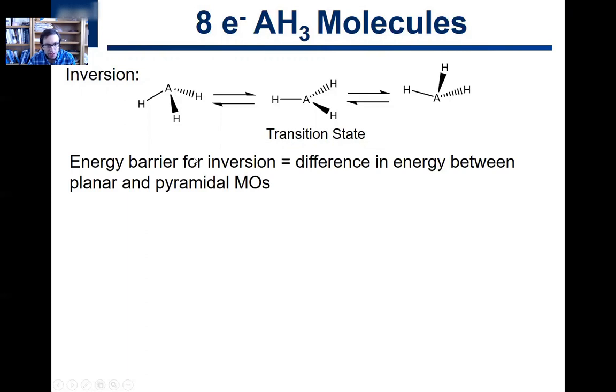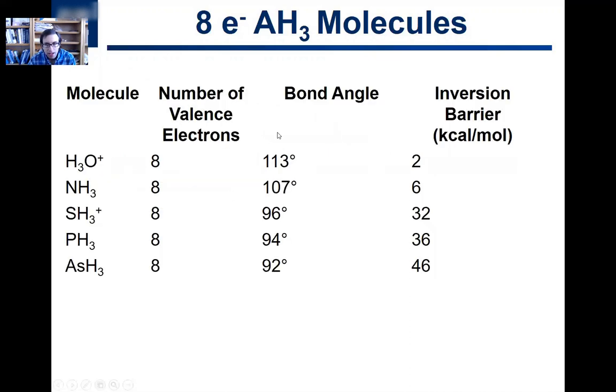And if you wanted to figure out the energy difference between going from a flipped umbrella to a non-flipped umbrella, you just need to figure out the difference in energy between the planar and pyramidal MOs, which we're in a very good position to do because we have the molecular orbital diagrams for both, the Walsh diagrams, right? And so I've also listed here the inversion barriers in kcal per mole.